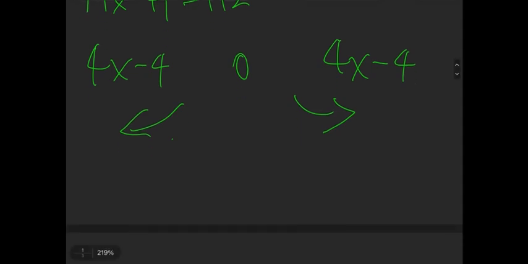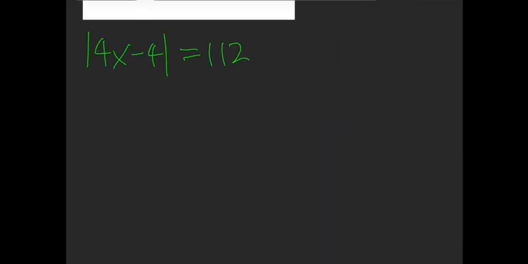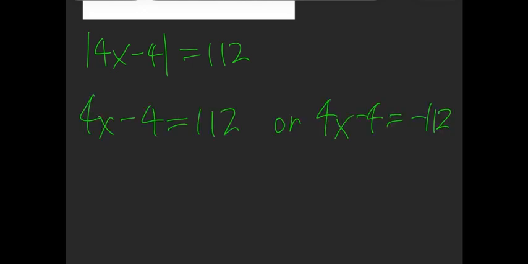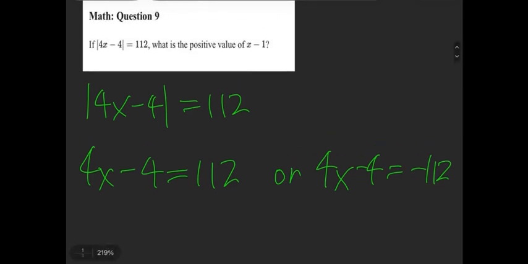If 4x minus 4 is on the left side of the number line, it's going to be negative. If it's on the right, it's going to be positive. We know that there are two values that 4x minus 4 could be. And those are 4x minus 4 equals 112, or 4x minus 4 equals negative 112. Now, how do we know which one it is?